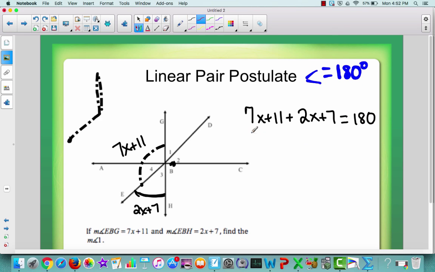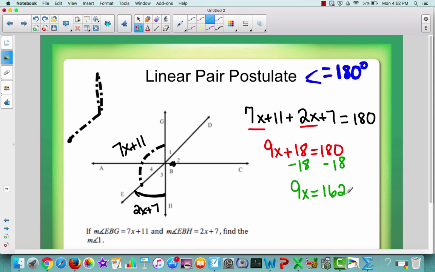Cool, right? Now we combine our like terms. The 7x and the 2x are like terms, so we get 9x, and 11 and 7 are like terms, so we get 18. So 9x plus 18 equals 180. All right, now we get to use that fun algebra. We subtract 18, do the opposite operation to both sides, and we get 9x equals 162. We divide both sides by 9, so 9 goes into 162, I think 18 times. So we got x. But now we look at the question. It says, find the measure of angle 1.